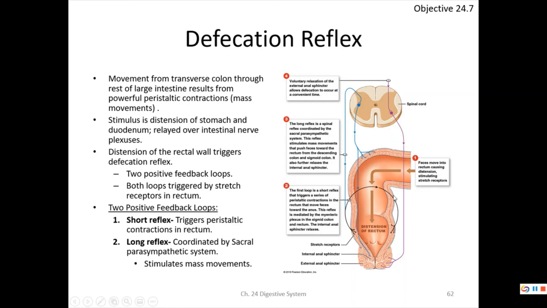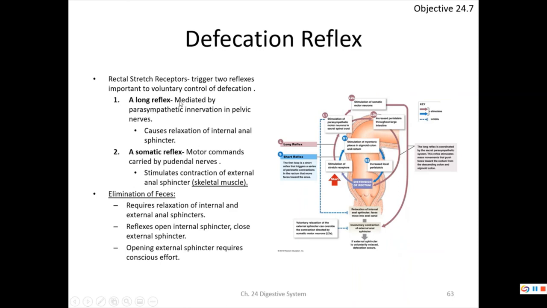Now, a short reflex triggers the peristaltic contractions of the rectum moving food in. The long reflex stimulates the mass movements to force it out. Together, this will help us defecate. The long reflex is controlled by parasympathetic innervation by the pelvic nerves, and they relax the internal anal sphincter. The somatic reflex, which is another part of this, uses the pudendal nerves, remember, part of your sacral plexus. This stimulates the contraction to open the external anal sphincter. So you relax the internal anal sphincter, and they both have to open up. But to open, the external is conscious.